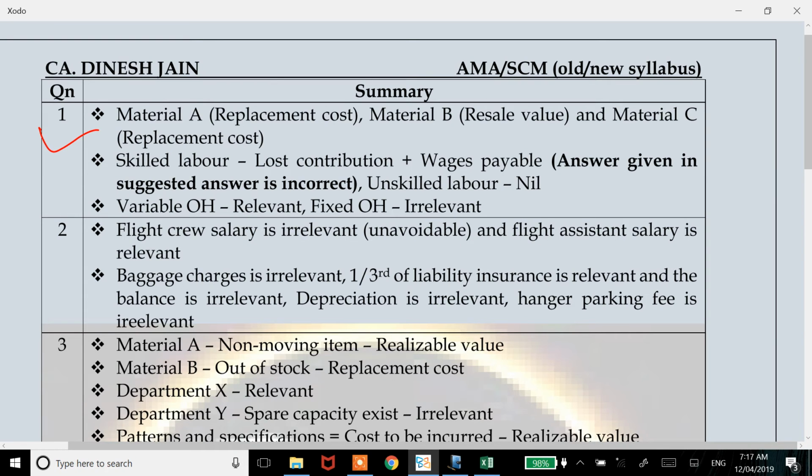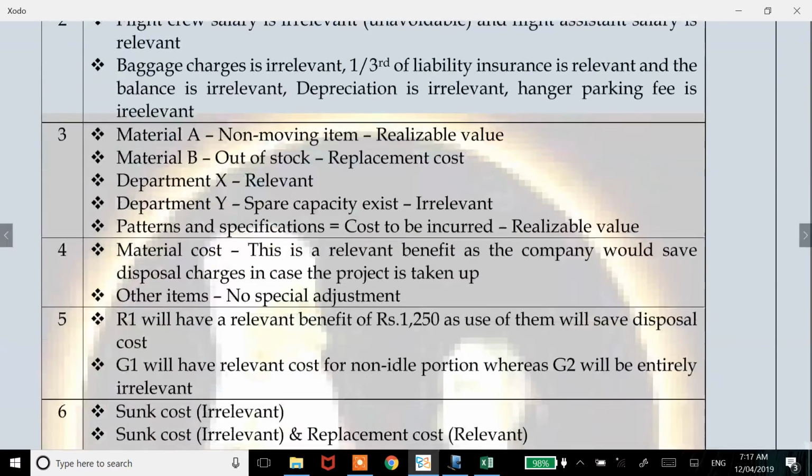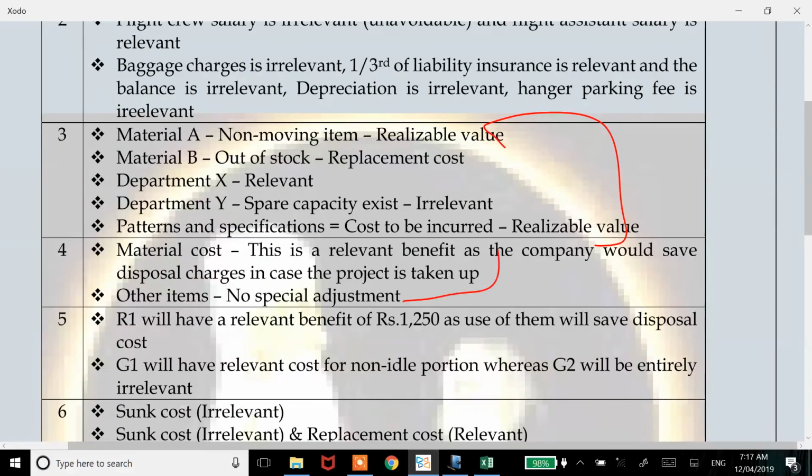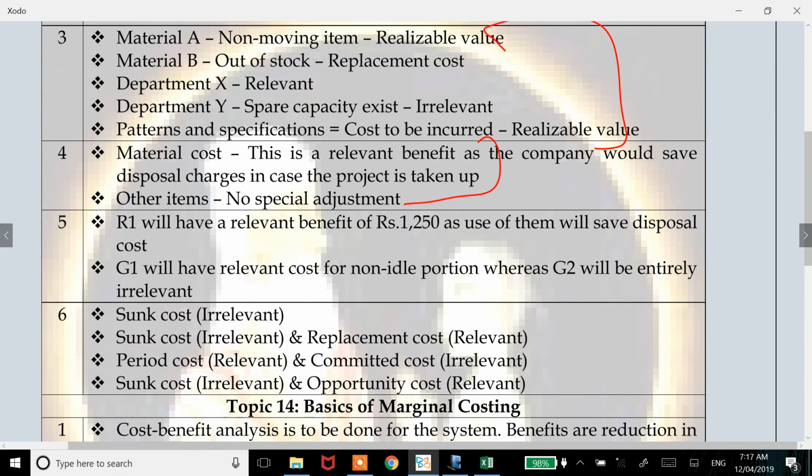For example, in question number 1, I have written material A in brackets replacement cost, material B resale value, material C replacement cost. Similarly, some explanation for material cost. This is a relevant benefit. R1 will have a relevant benefit of 1250, G1 will have a relevant cost of something I have mentioned. This can help you in answering the question. In case you are still not able to get to the answer, you can download the answers from the link I'll send in the group, and then look at the detailed answers. So that will be 3 stages.